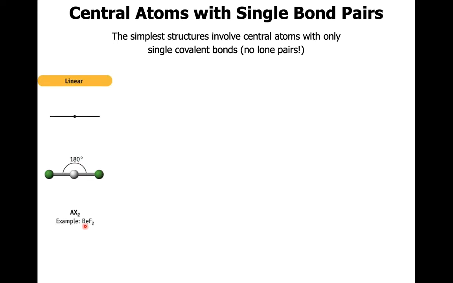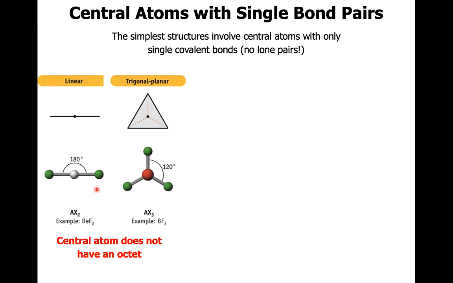So if I have BeF2, there's two bonded fluorines and they're 180 degrees apart. This is a linear geometry. Next, I have BF3, which has three fluorines bound to a central boron atom. The FBF angle is 120 degrees here, and this is called trigonal planar, because this is totally flat.